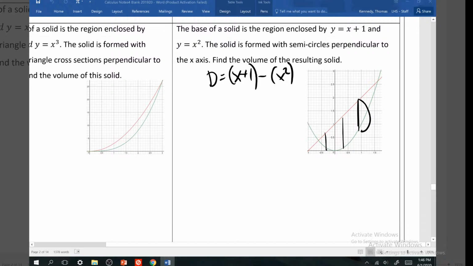Okay, so moving forward. So what have I done so far? I figured out that this was perpendicular to the x-axis. I drew in these semicircles, and I figured out the diameter of these semicircles is top curve minus bottom curve, x plus 1 minus x squared. Now, diameter is not how I find the area of a semicircle. I find it by finding the radius. So actually, my radius is x plus 1 minus x squared over 2, like so.